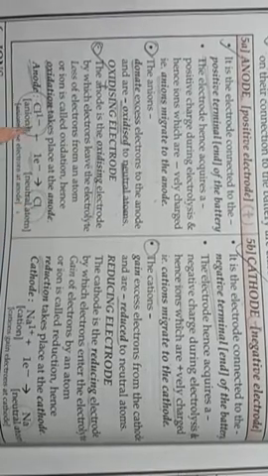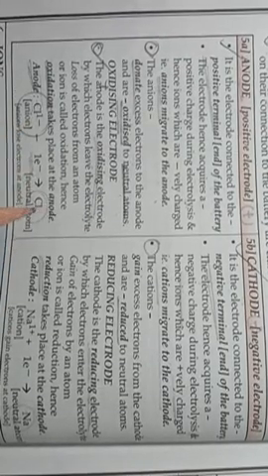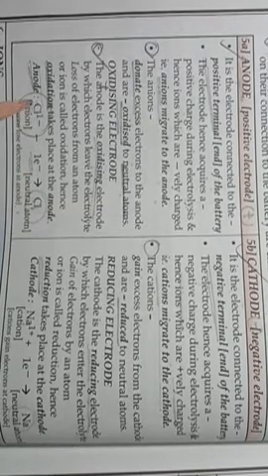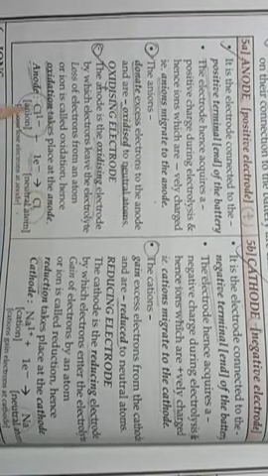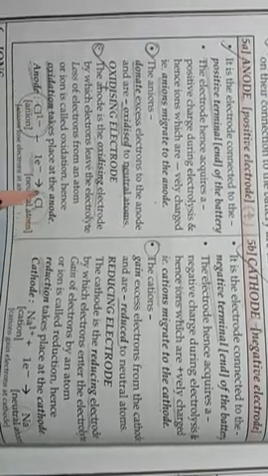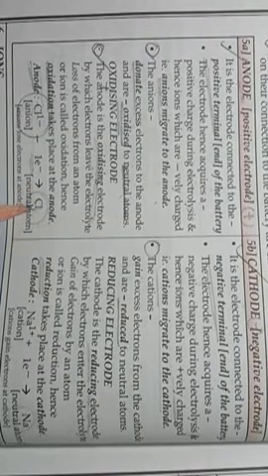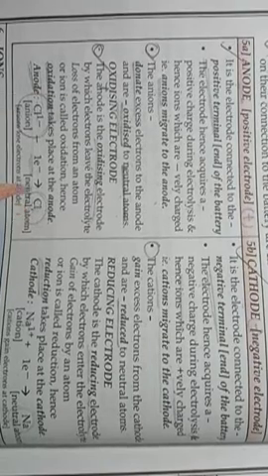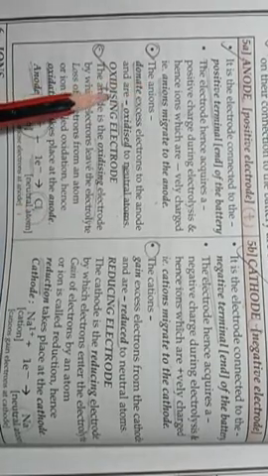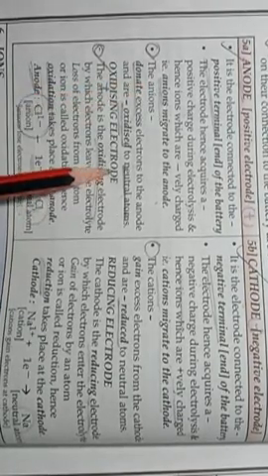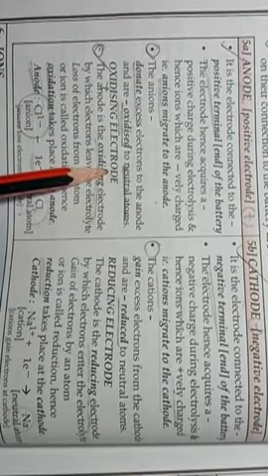Okay students, so loss of electron is known as oxidation. So at anode this oxidation reaction is taking place, and the product which is formed under oxidation reaction is known as oxidized product. So anode is the oxidizing electrode of the electrolytic cell.